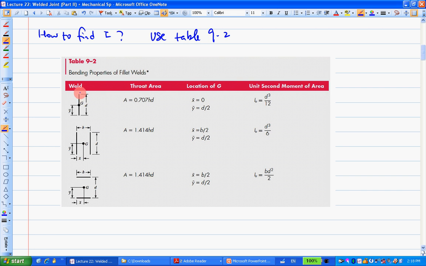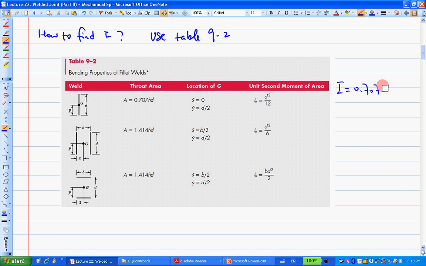The weld geometry given here is the unitless basic quantity. It's unitless. This straight line just represents the throat area, and it's a straight line. Then the I here, they call it IU, the unit second moment of area. When you calculate I, what you do is 0.707H.